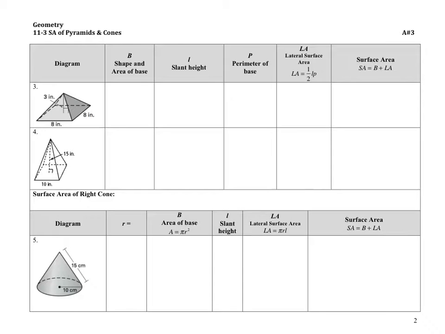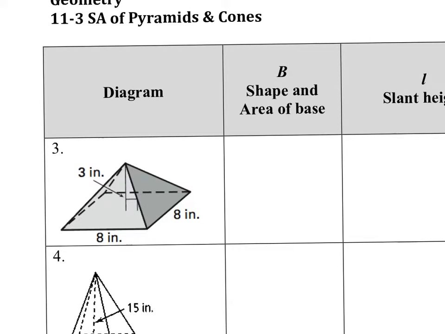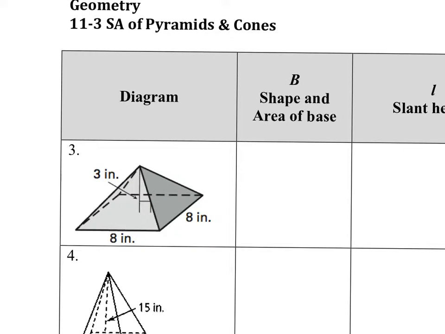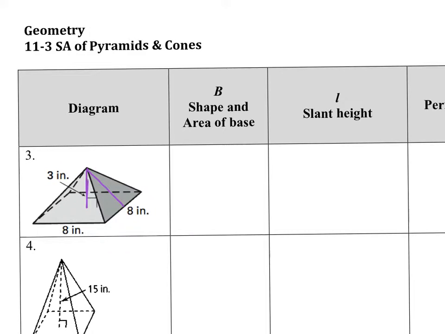Now don't you worry, things do get more complicated. So let's take a gander at this next one. The difference between this one and the previous ones is that we are given the height, but not the slant height. So I actually need to take a moment to calculate that when I get to it. So I'm going to start my process exactly the same way here. The shape of the base is a square. And I'm going to say B is equal to 8 squared, so 64 square inches.